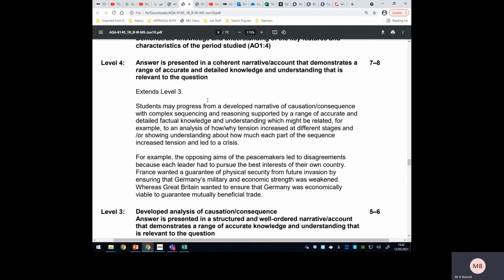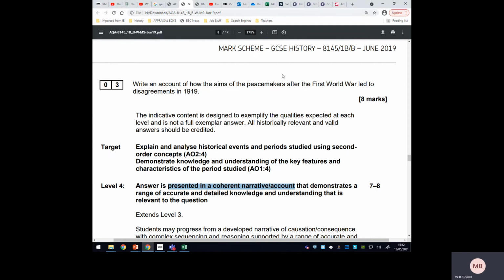So this is a level 4 answer. Just one second, let's have a quick look at this. This is what you should be doing to get a top grade. So you present a coherent narrative or account, which is basically a story. You're writing an account of how the aims of the peacemakers led to disagreements, or how the Sudeten crisis led on to problems, or how the Rhineland led on to international crises. You're telling a detailed story.